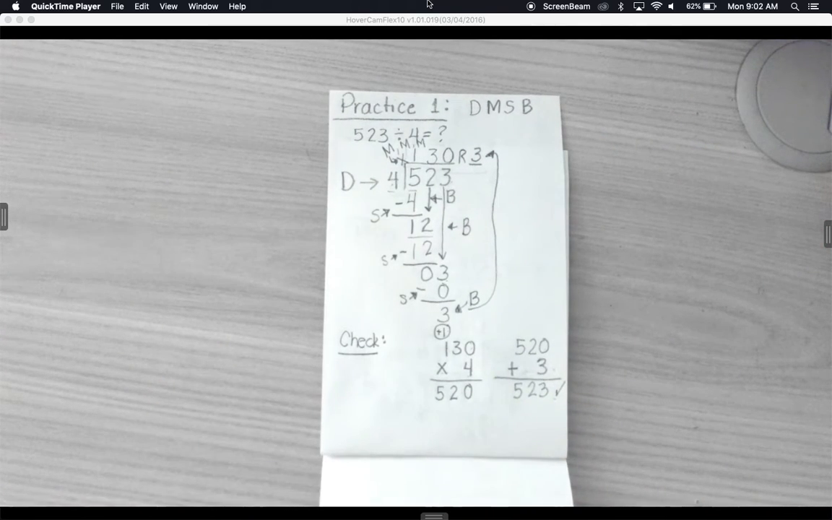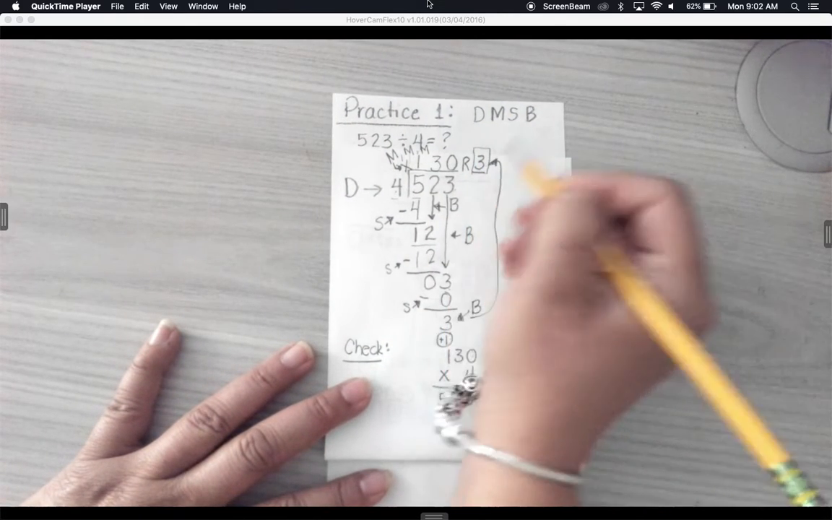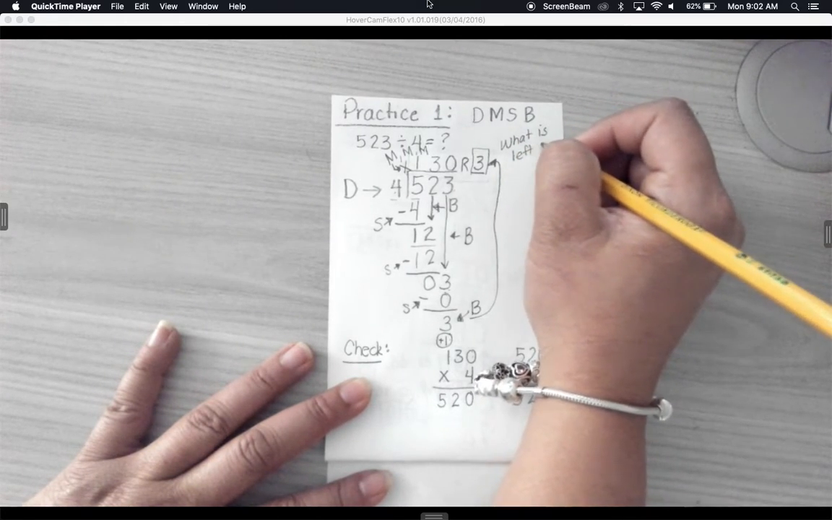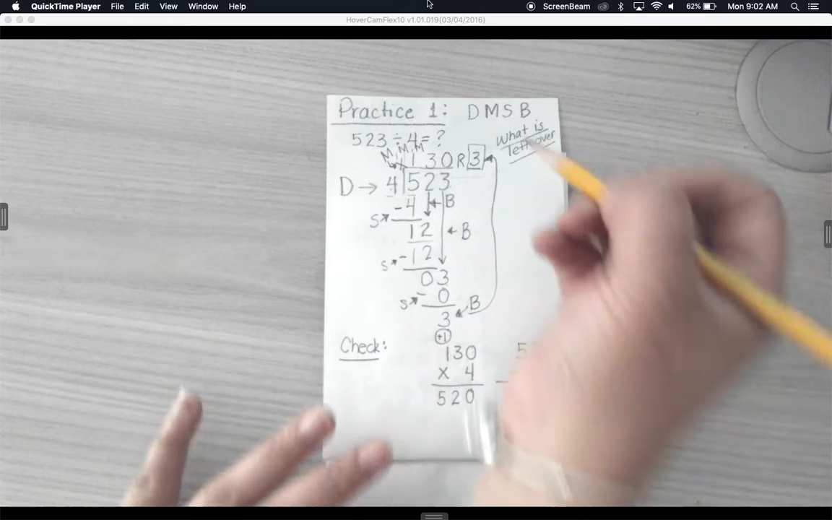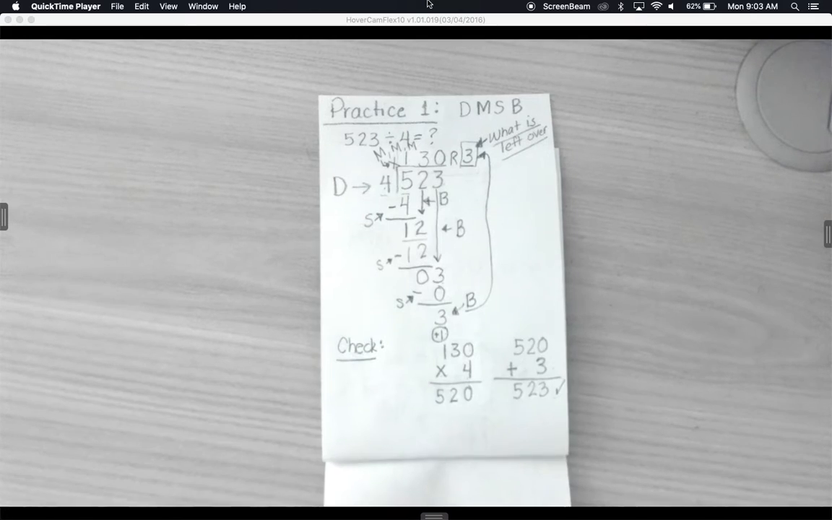Now, remember in the questions when they tell you how many chocolates were left over? Does that mean I'm going to subtract? No, first you're going to do the division, and this is what is left over. So when they ask you what is left over, you're going to say, oh, they're talking about the remaining ones, the remainder. Do you get it?